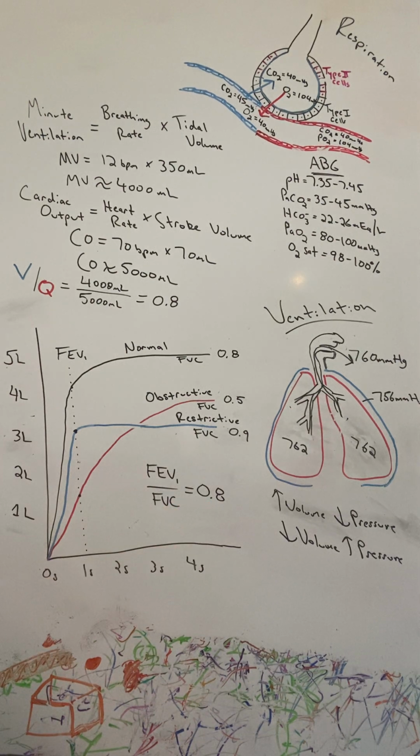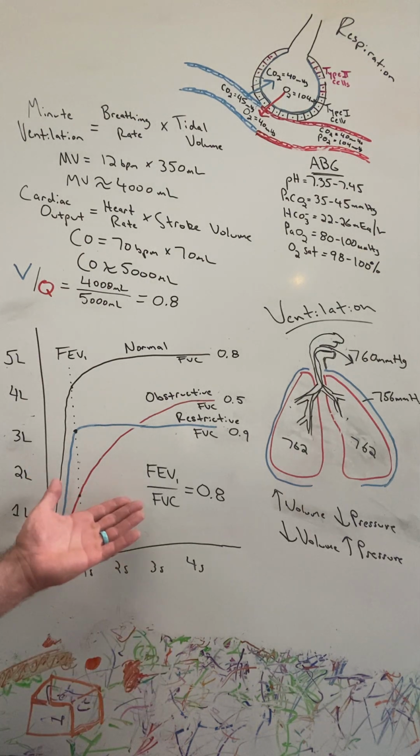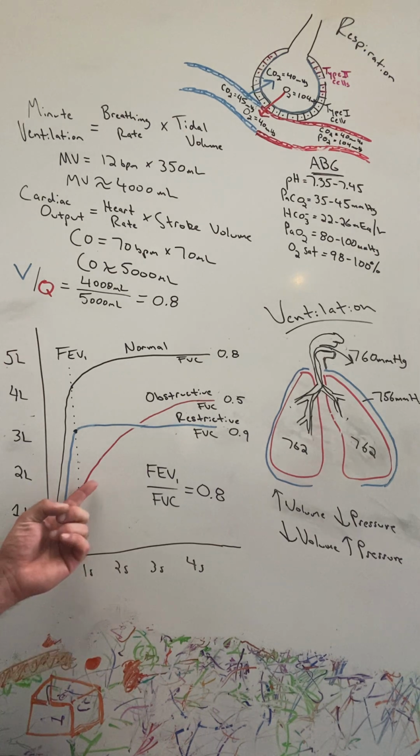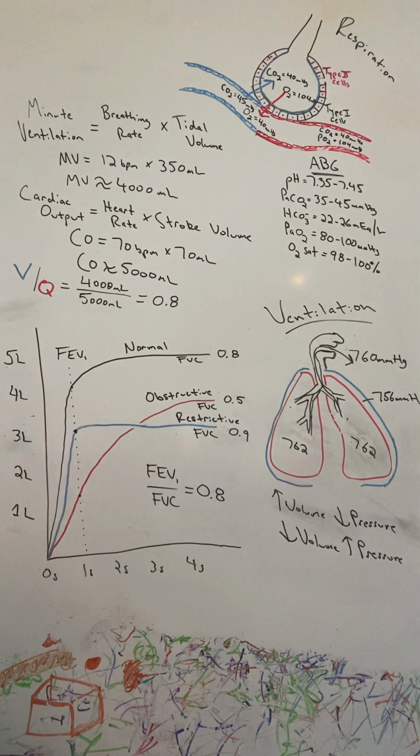Now, if you want to tell the difference between obstructive lung disease like emphysema, chronic bronchitis, asthma, compared to a restrictive disease like interstitial lung disease, like something due to sarcoidosis, what's the difference? How can you tell the difference? Well, this ratio. So with obstructive lung diseases, I always say obstructive lung disease is hard to get the air out. Restrictive lung disease is hard to get the air in.